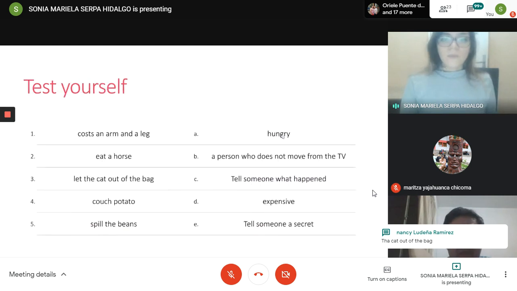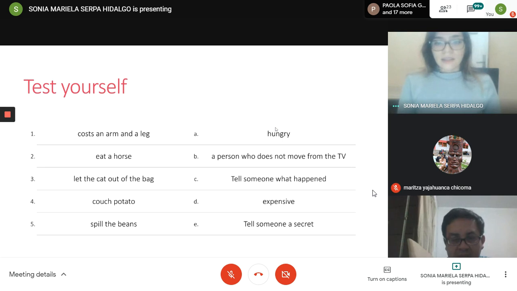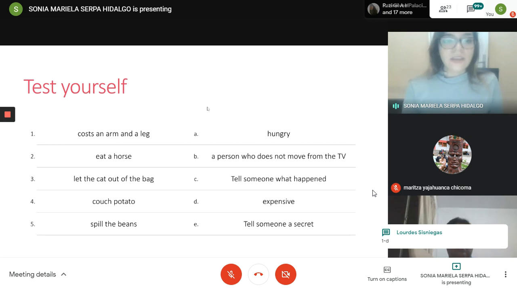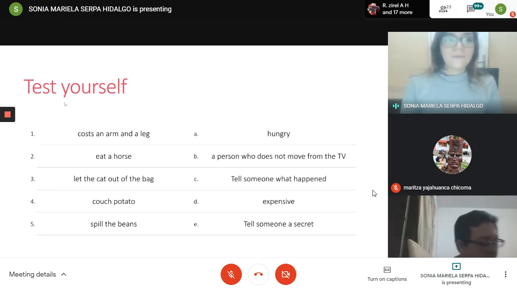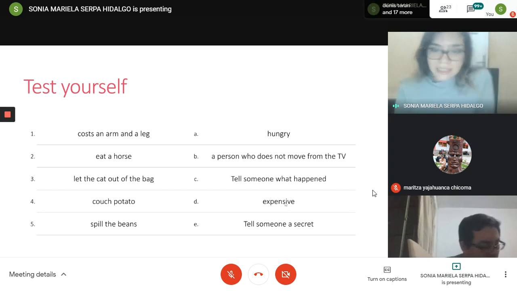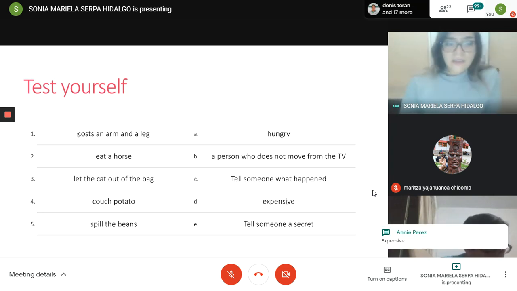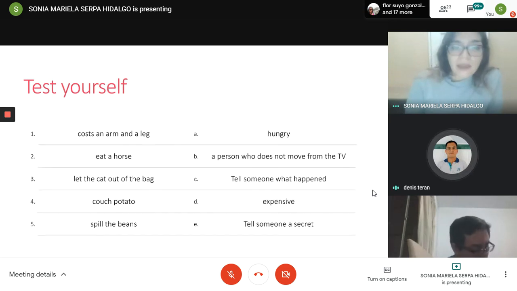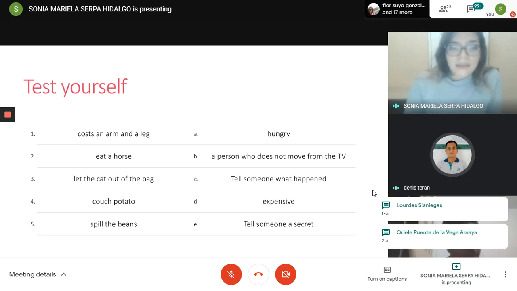So I'm going to give you a moment. These are some common idioms you've probably already seen. Let's see if you can figure out what they mean. Number 1, cost an arm and a leg. 1B, expensive, right? It costs an arm and a leg, it's very expensive. So an iMac costs an arm and a leg.